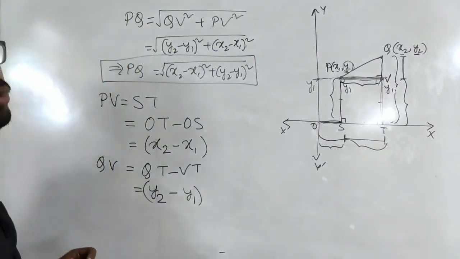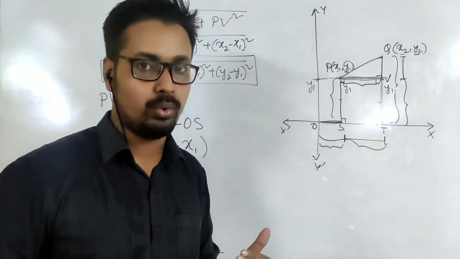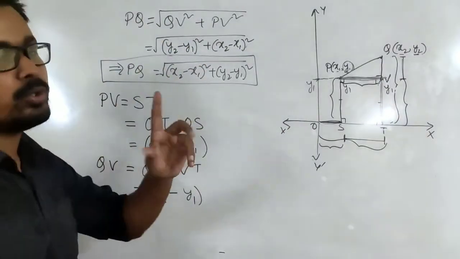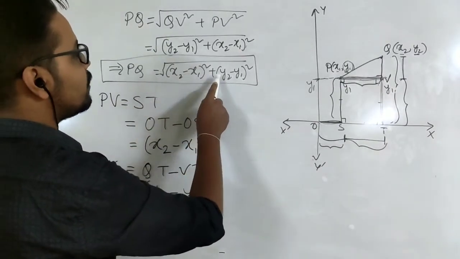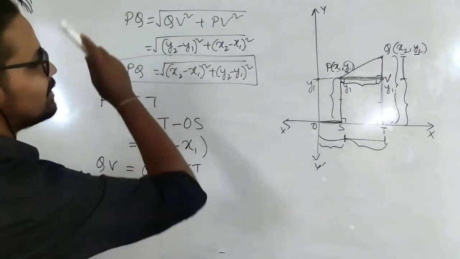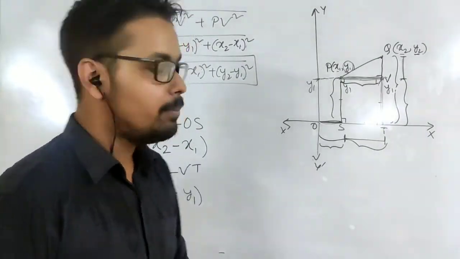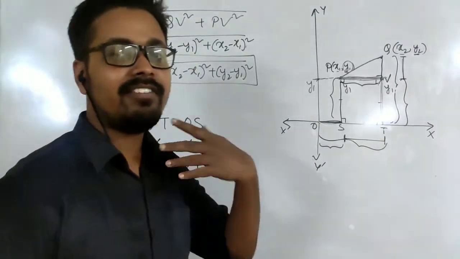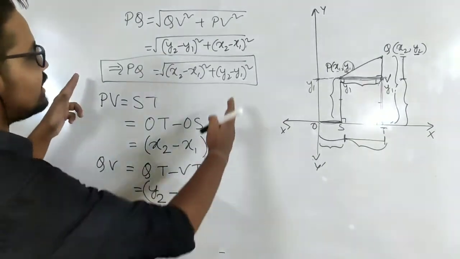That if you are given 2 points having coordinates x1, y1 and x2, y2, then the distance between the 2 points can be found out as root over x2 minus x1 whole square plus y2 minus y1 whole square. Now you might be asking, why is it not plus minus? How can it be plus minus? Distance is never negative. PQ is a distance. PQ can never be negative. That is why it is not plus minus, it is only positive value. This is the distance formula.